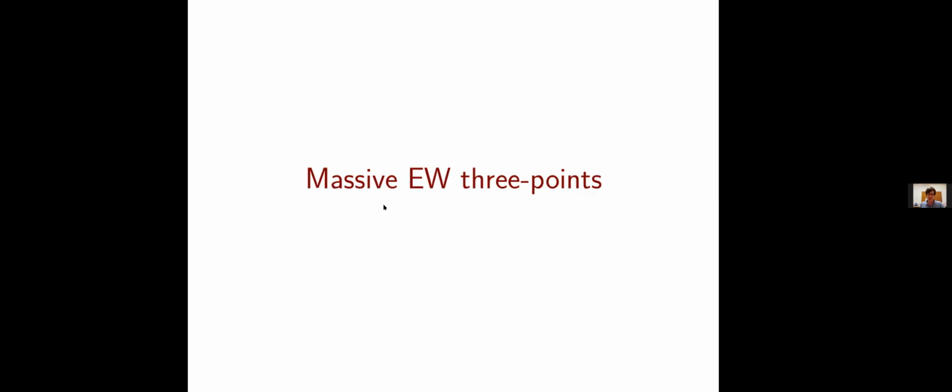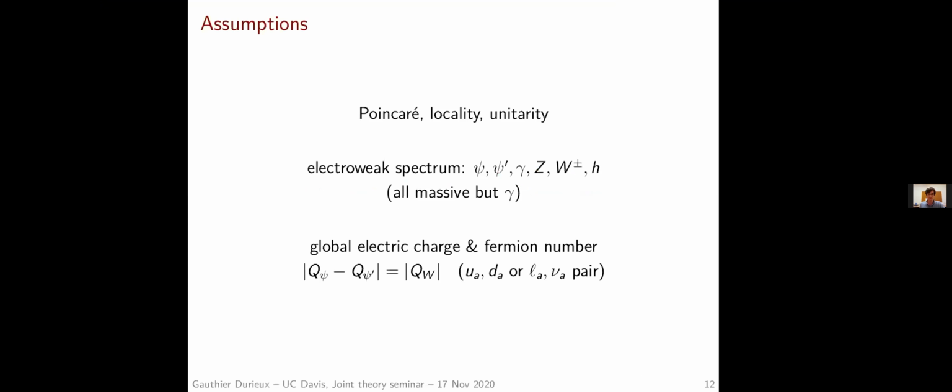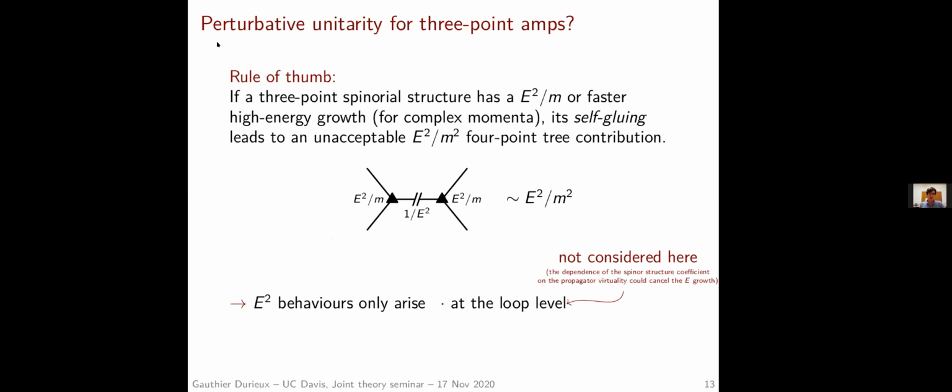Therefore, with this massive effective field theory, electroweak amplitudes at the 3-point level. So the assumptions here are, again, Poincaré symmetry, locality, and unitarity. We assume a simplified electroweak spectrum with just a single pair of fermions and a gauge boson and Higgs. Everybody is massive except for the photon, of course. For simplicity, we require a global conservation of the electric charge and the Fermion numbers. And eventually, as I told you, we want to impose perturbative unitarity to recover those electroweak symmetry relations.